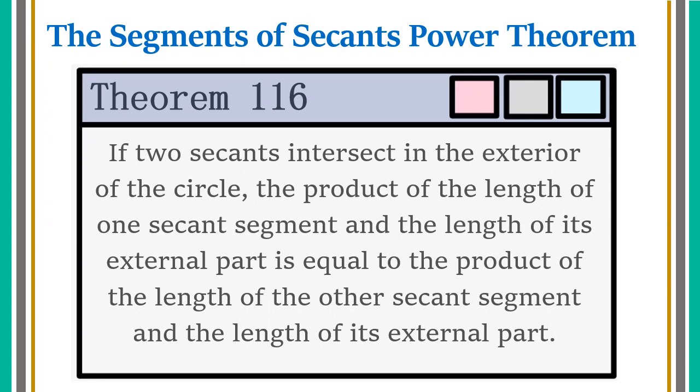Okay, so we have Theorem 116. What is it all about now? If two secants intersect in the exterior of the circle, then the product of the length of one secant segment and the length of its external part is equal to the product of the length of the other secant segment and the length of its external part. Now let us have sample illustrations so that you can understand thoroughly.